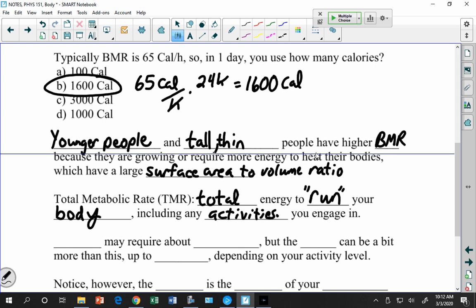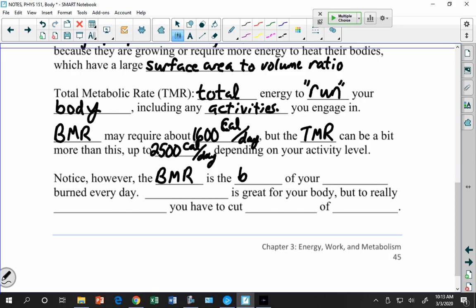The BMR may require about 1,600 Calories a day. That's a capital C. But the TMR, the total metabolic rate, can be a bit higher than this, and that's really just dependent upon your activity level. That can be up to about 2,500 calories a day for normal people. But I just want you to notice that your BMR is the bulk of your calories burned every day.